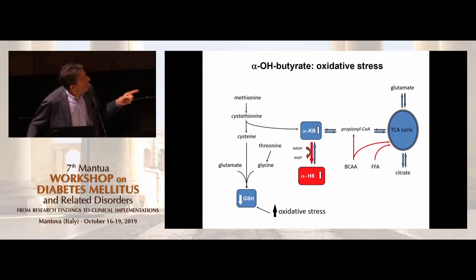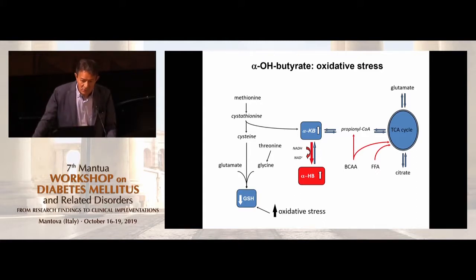So what happens is that in the presence, this was a model, of course, a metabolic model, in the presence of oxidative stress, there is a consumption of glutathione, there is a reduction of glycine, which has been associated with insulin resistance, and there is an increased transfer by transsulfuration of methionine through cystathionine to cysteine to reconstitute. But the byproduct of this is alpha-ketobutyrate, which then converts to alpha-hydroxybutyrate, and that's what we measure.